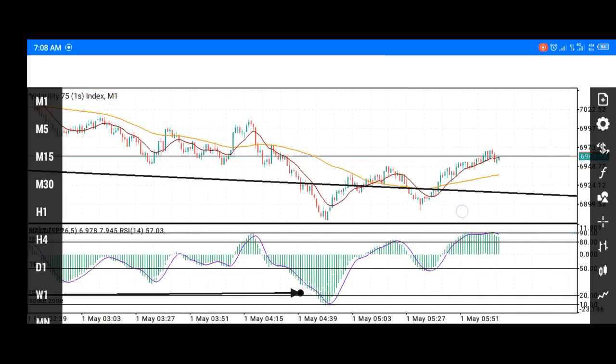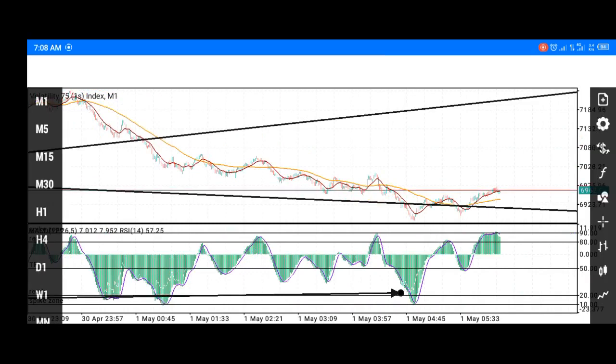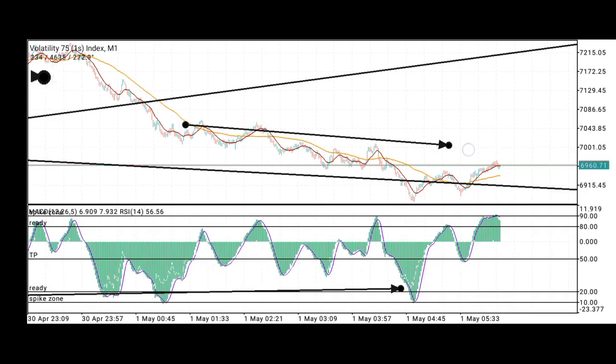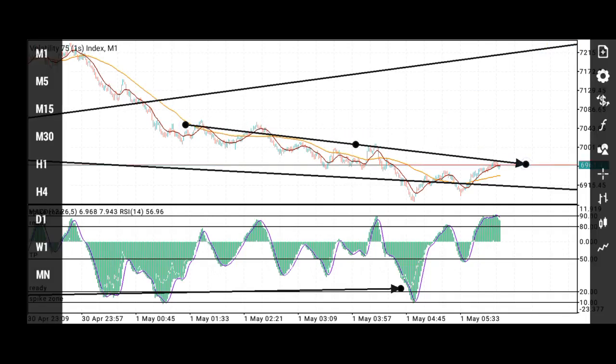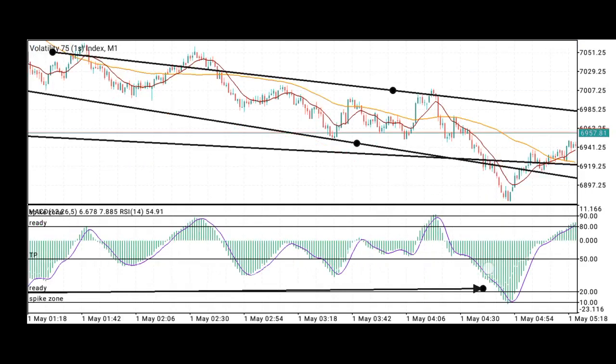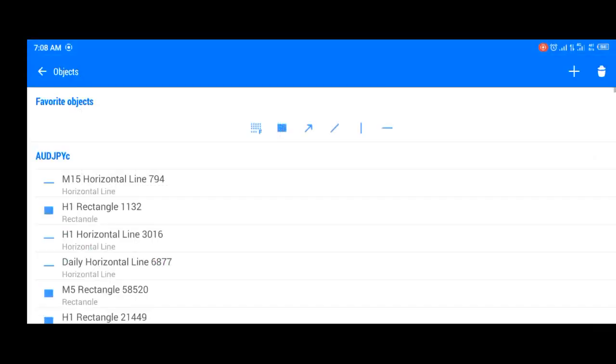Let me redraw the trend in the lower time frame. Look at the trend there. Can you see the trend there again? This trend in another lower time frame is telling us that it's a downtrend market, and we need to look for an opportunity to sell.